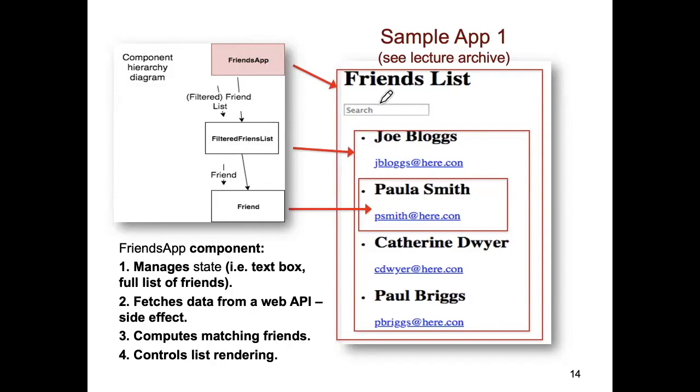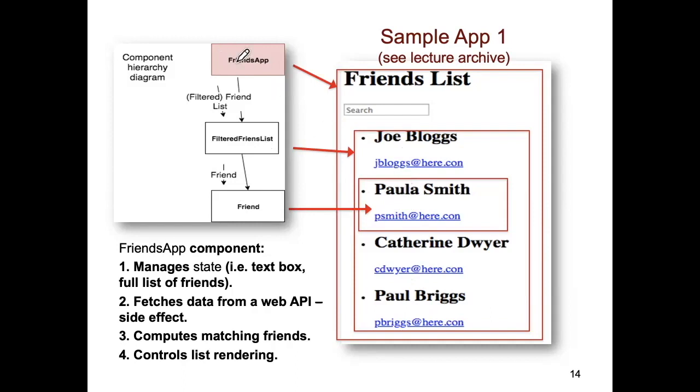On the right, I'm showing you what the UI looks like for this app, and also the relationship between a component and what that component contributes to the UI. So if we go from the bottom of the hierarchy and work our way up, the friend component is going to be responsible for rendering one friend entry, if you like. This middle component, which I've called filtered friends list, is going to be responsible for rendering the list of matching friends, depending on what's entered into the text box, which could be the full list of friends if the text box is empty.